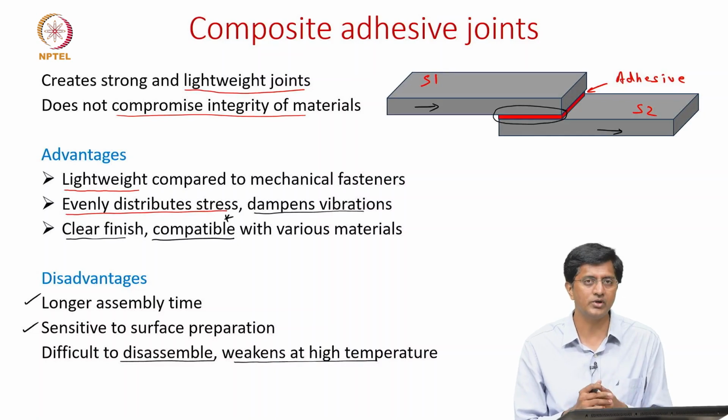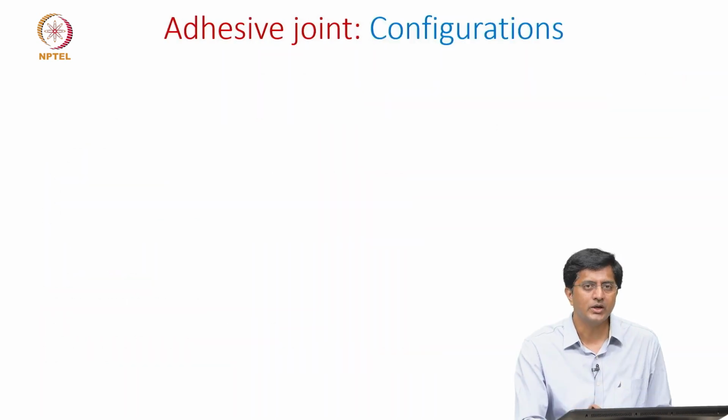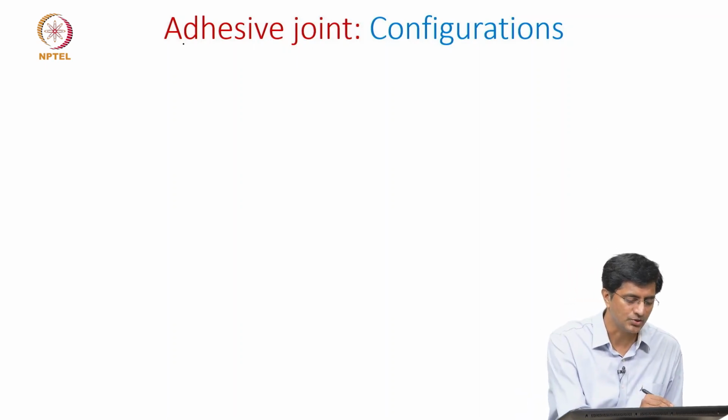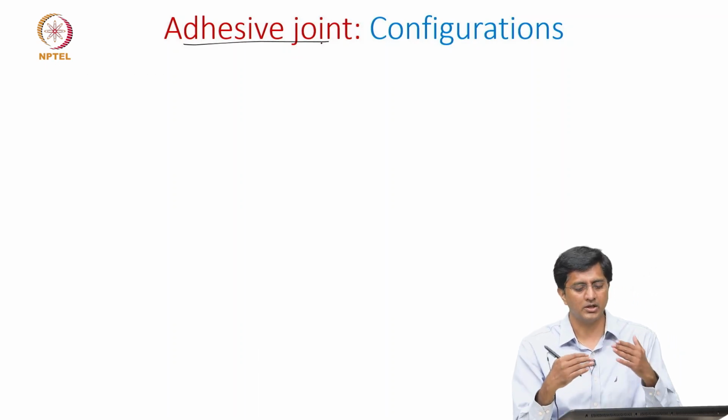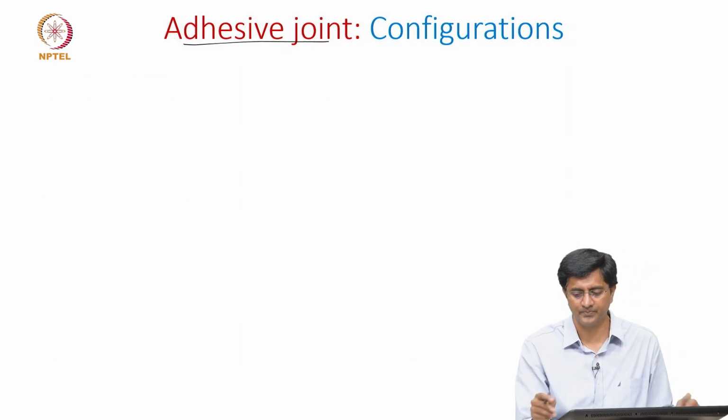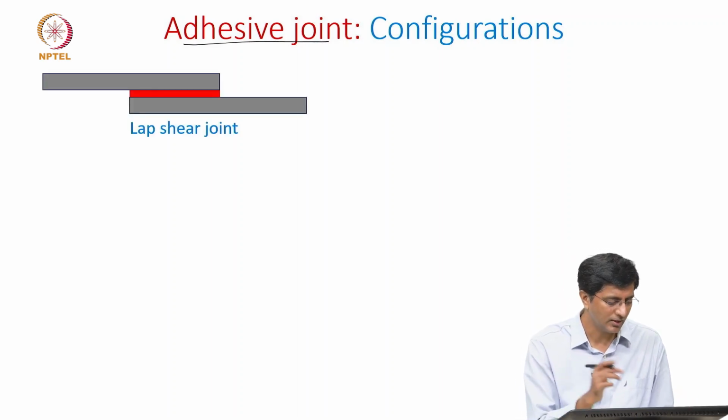Or here, if one chooses to go with the adhesive joints, these are a few of the disadvantages and advantages one needs to be aware of. So now let's focus on what are the different configurations in which we can go with the adhesive joints, meaning what is the geometry of these joints. So there are several configurations. We look at commonly used configurations, starting with a lap shear joint.